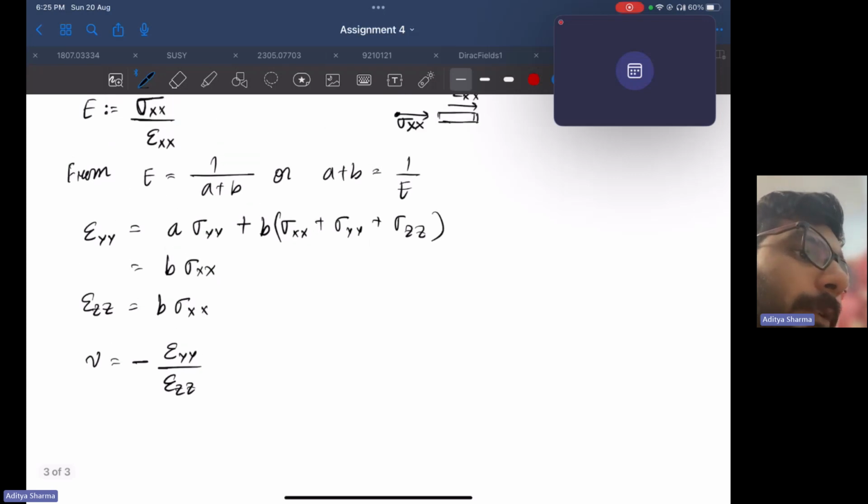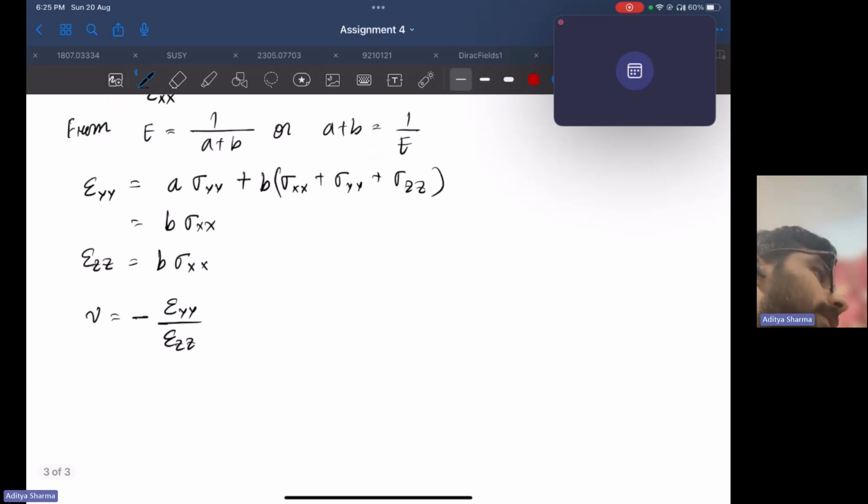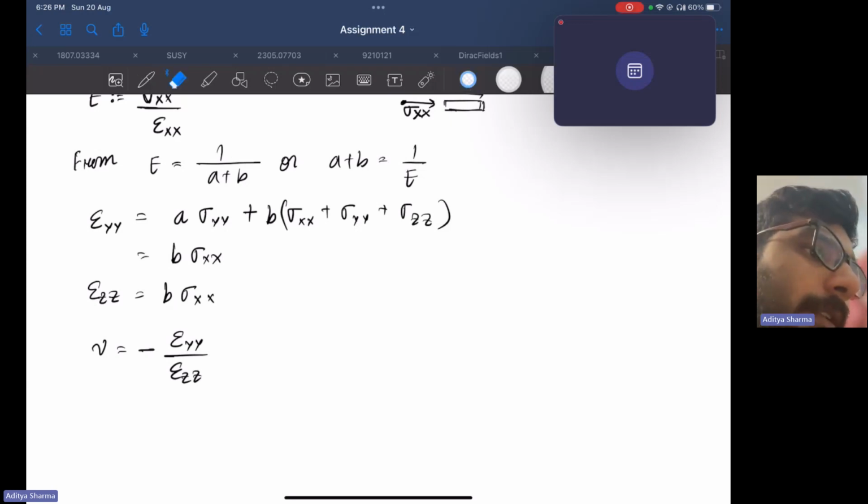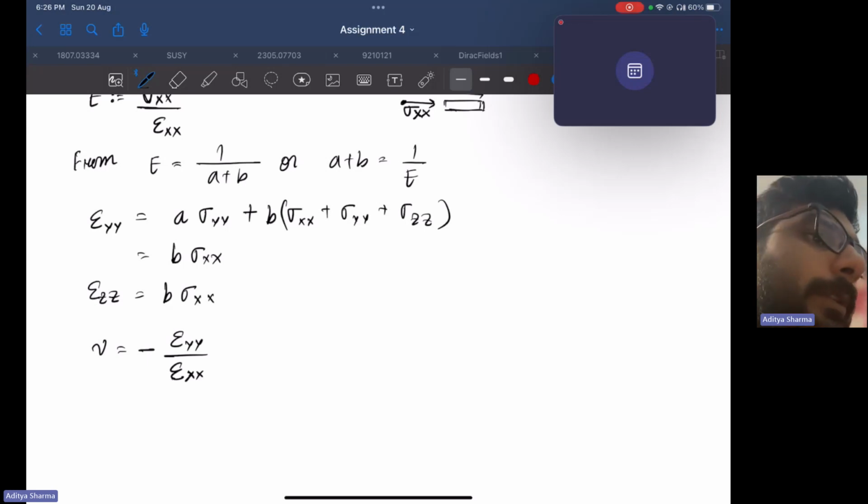Now, what we will do is... Oh, sorry, this should have been stated: the strain in one of the perpendicular directions to the original strain. This is defined to be the Poisson ratio.